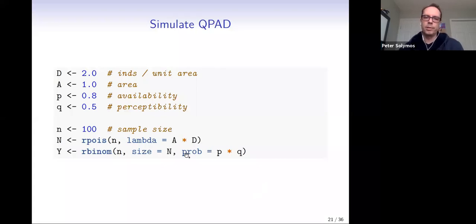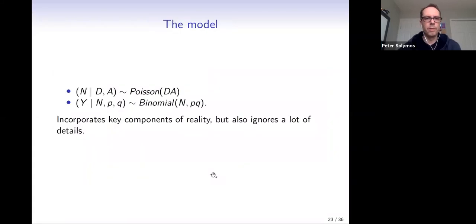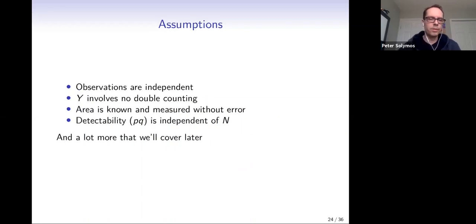However, this model looks really simple. So this is what the math notation would look like. N follows Poisson with mean D times A, and Y is binomial with size N, probability p times q. But there's a lot more detail. So if you imagine this N being the number of birds, birds are a lot more complex than just multiplying together two numbers. So there are all kinds of assumptions that come into play.